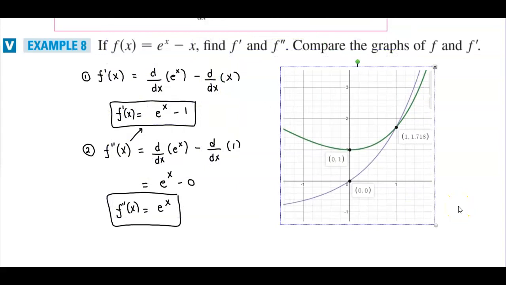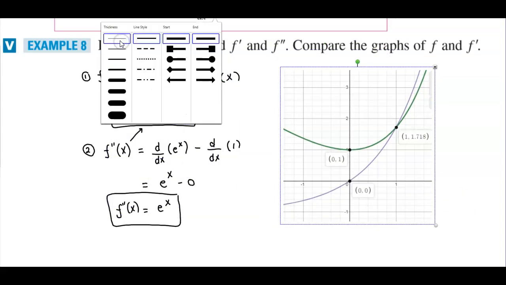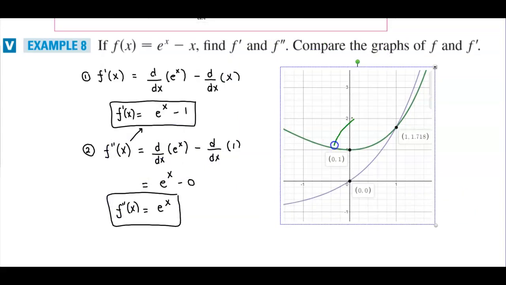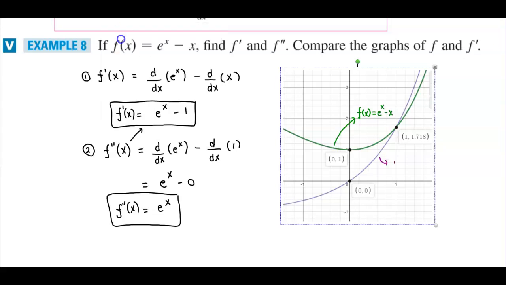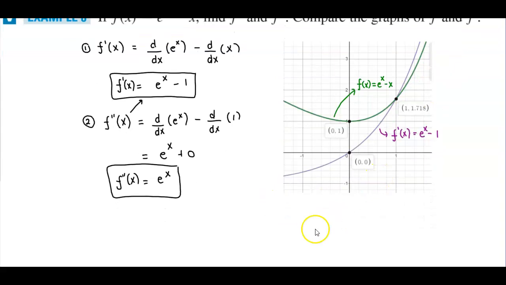So here's our graph, and let's label the graph. We know that this graph represents the function f of x, which is equal to e to the x minus x. And then we know that the other graph represents the first derivative, which is equal to e to the x minus 1. So now let's summarize these two graphs.